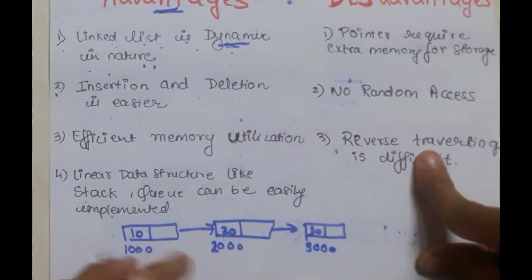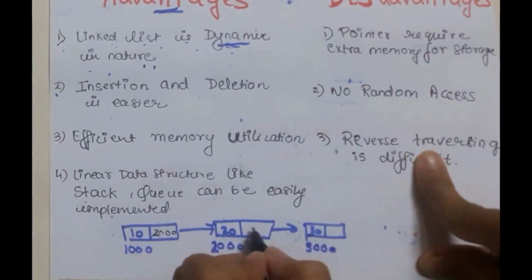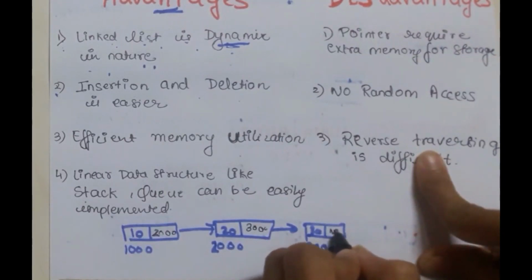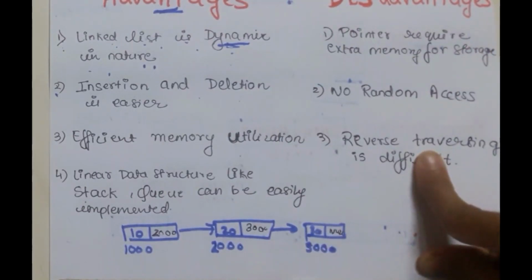Now this node will consist of the address of the next node, that is 2000. This node will contain the address of the next node, and here there will be null. So there are three nodes, and now we want to insert another node into this linked list. So consider this node.